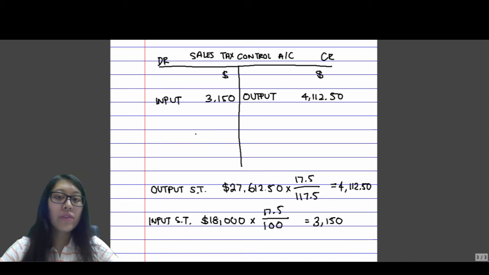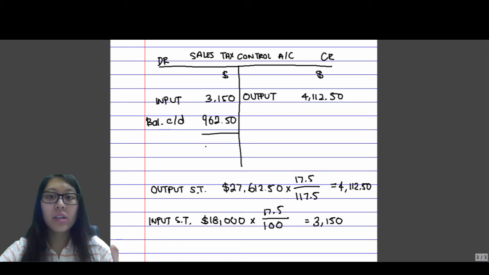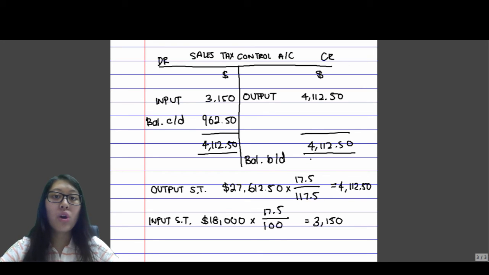Now, the difference is what is going to be either our liability or asset. So in this case, the balance carried down will be the difference between the two. 4,112.50 minus 3,150. We should get 962.50 to balance both sides. And 4,112.50. So that means when we open the account next month, the opening balance will be 962.50, and that means we have a liability of sales tax of this amount.